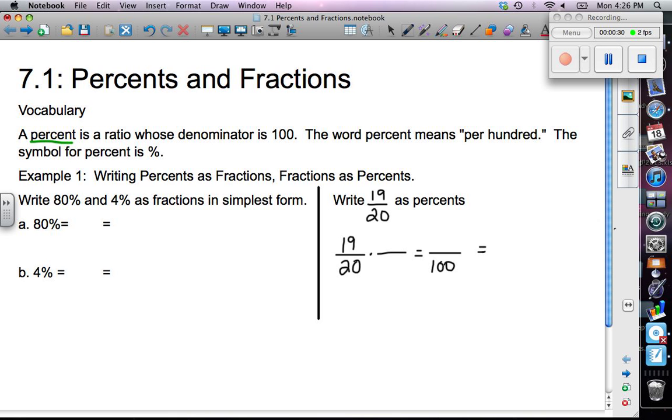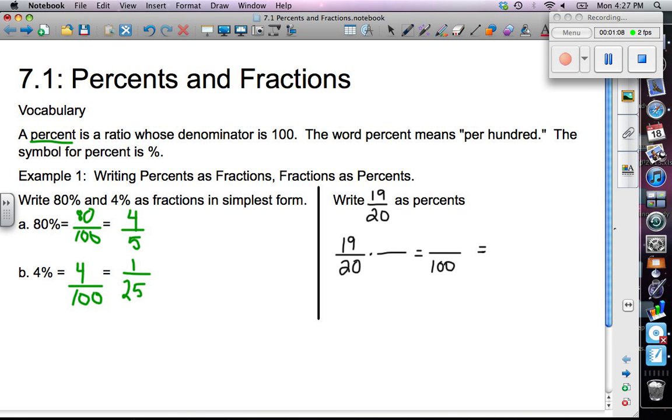Most of you are familiar with this since we see it almost daily. So that means 80% can be written as 80 over 100, because it's a ratio over 100, which we can then simplify to be 4/5. 4% can be written as 4 over 100. And then we can further simplify that to 1/25.